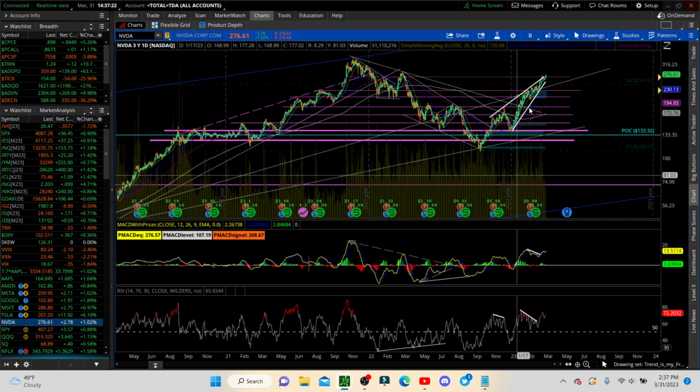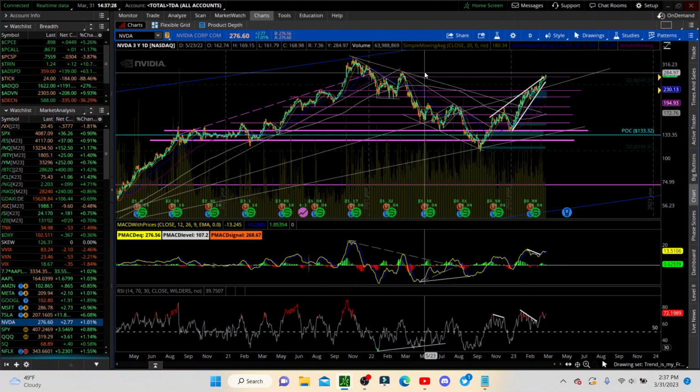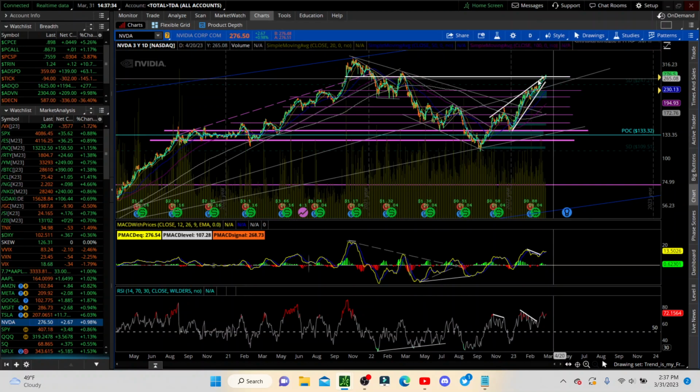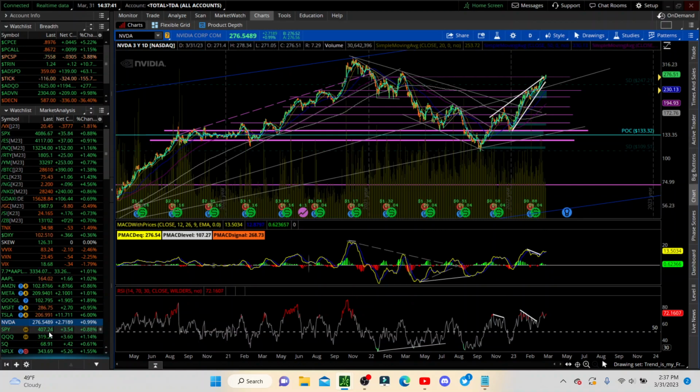NVIDIA, I mean, this thing has just rocketed. You have 285, 290 right above. There's just no telling when this is going away until it actually starts to break down from key levels. It keeps making higher highs and higher lows.